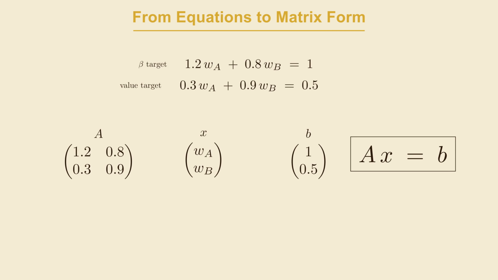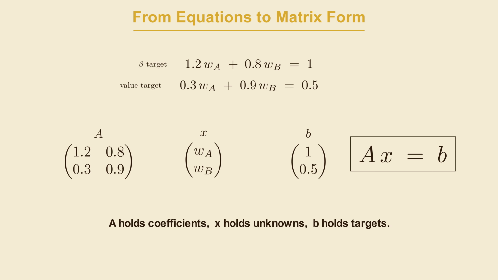It is one statement that contains both equations, and the matrix A holds all the coefficients, the vector x holds all the unknowns, and the vector b holds all the targets for our portfolio. Now you'll note that the multiplication of a matrix and a vector is something that we haven't formally covered yet, and the actual mechanics of how AX produces a column of two outputs is coming in the next few videos.